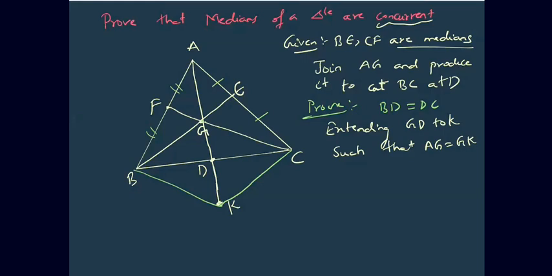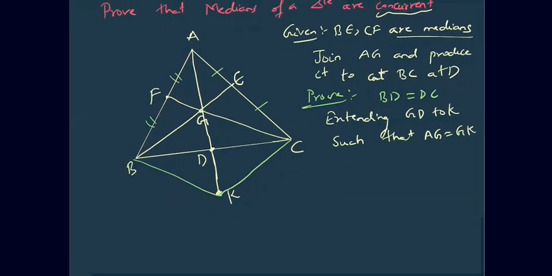Now let us observe this triangle ABK. You can see that in this triangle ABK, F is the midpoint of the side AB and G is the midpoint of side AK, because we have constructed this in such a way that AG is equal to GK. So in triangle ABK, I know that F is the midpoint and G is the midpoint, then FG should be parallel to BK, and also FG should be half of BK. So what we have observed is that FG is parallel to BK and FG is half of BK.